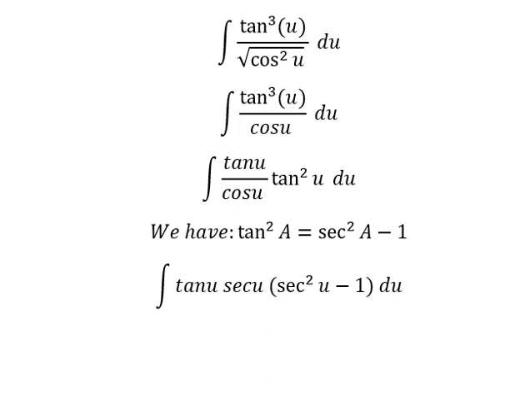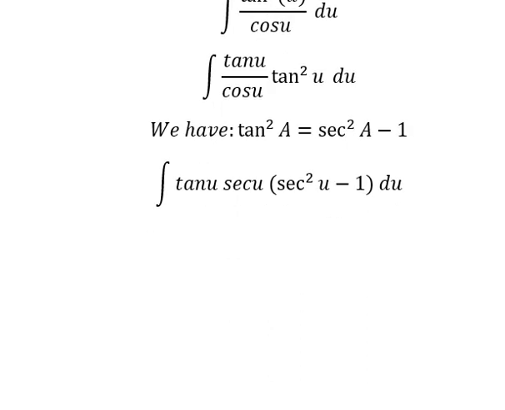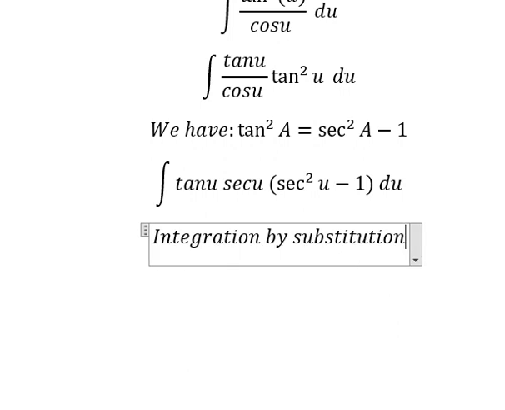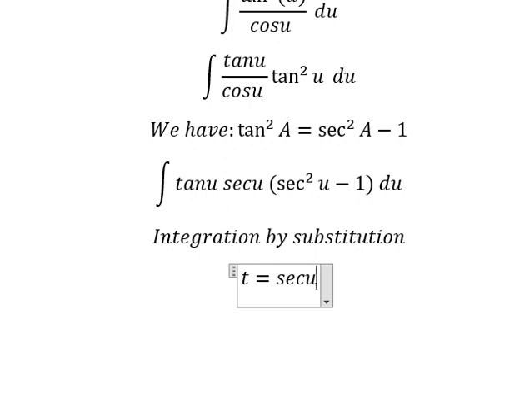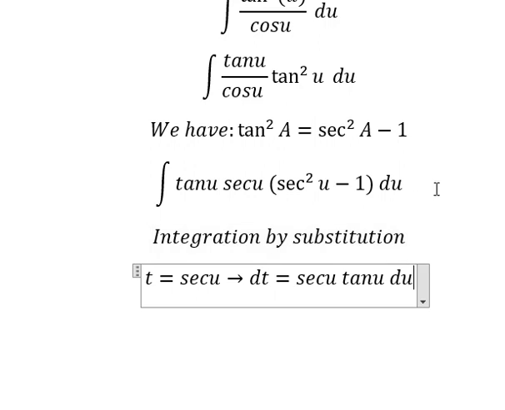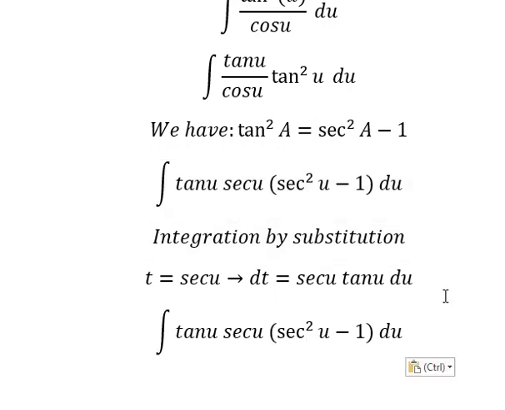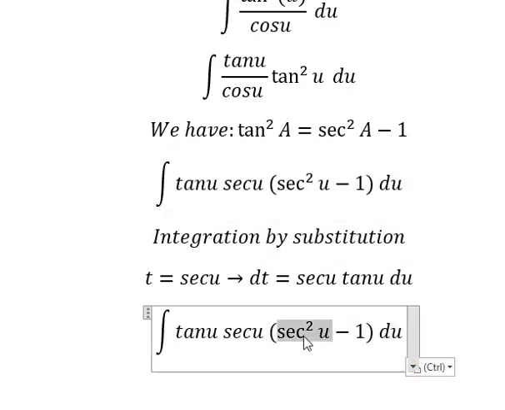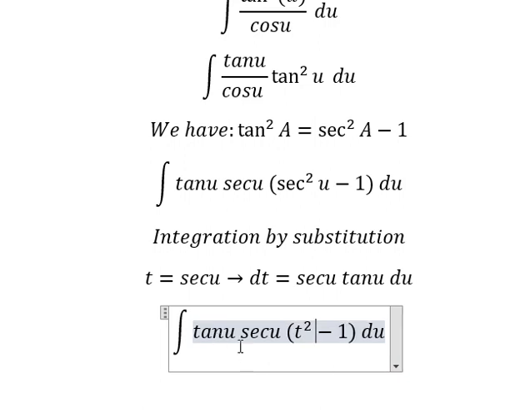Now we have integration by substitution. So I will put t equal to secant of u. After that we do the first derivative for both sides, and we have secant of u tan u du. This one we change to t. Tan u secant of u du we change to dt.